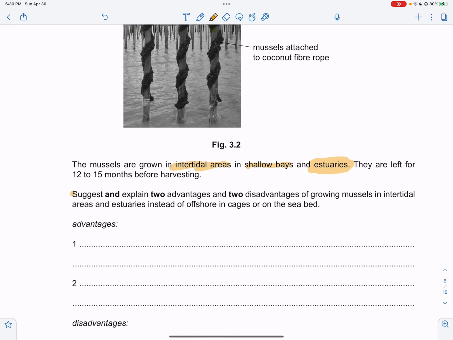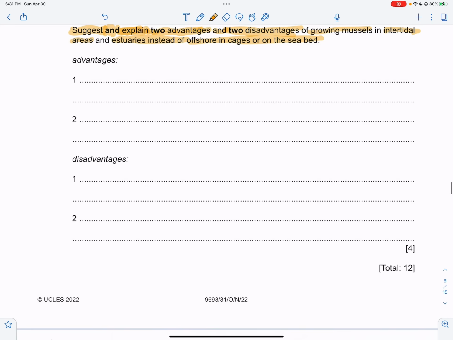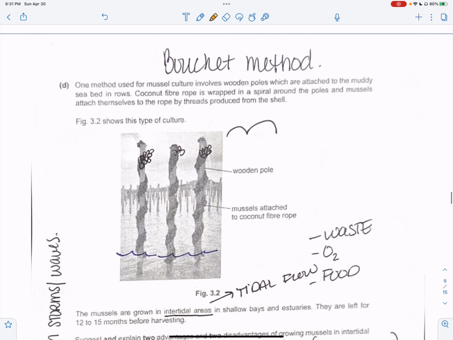And so they suggest, so give an idea and explain, so back up your idea, give a reason why you said that, for two advantages, and give an idea and explain your idea for two disadvantages of growing mussels in the intertidal areas and within estuaries instead of offshore cages on the seabed. So what's your idea and why is it good to grow them in an estuary or in shallow bays instead of offshore cages, in the open ocean kind of? And then two disadvantages for growing them at the estuary versus offshore. It says suggest and explain, so you're going to have your idea and then your rationale for it.